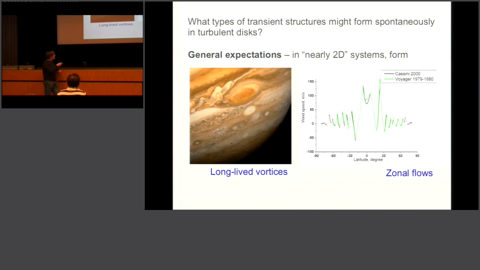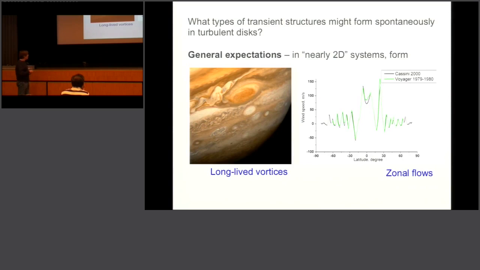And what you can see here is that the wind speed has this oscillatory pattern. You have different wind speeds at different latitudes. You have bands of winds that are rotating around Jupiter at different speeds. Okay? So these are, if you like, zonal flows in the atmosphere of Jupiter.